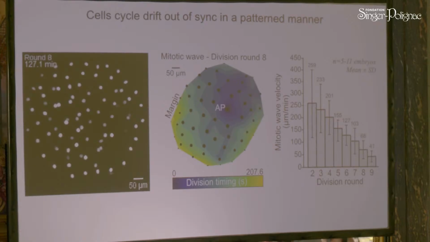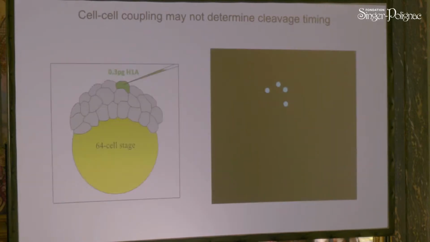It's not communicating, it's not synchronizing, but there might be an overlaying pattern of some factor X, which determines that cells divide a little faster at the animal pole than at the margin, for example. And these things one needs to distinguish to understand how these cleavages are being regulated. And the way he did it is, he injected histone 1A into one blastomere at the 64-cell stage.